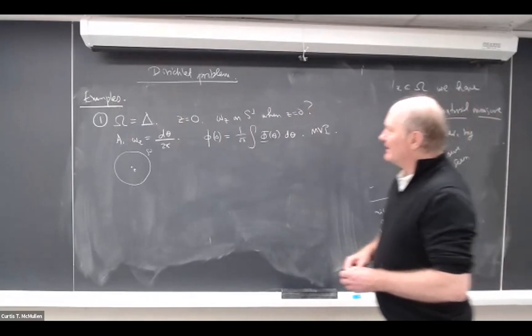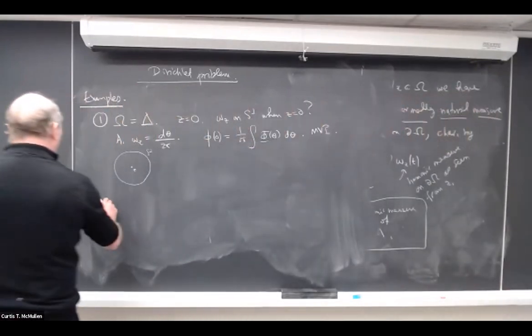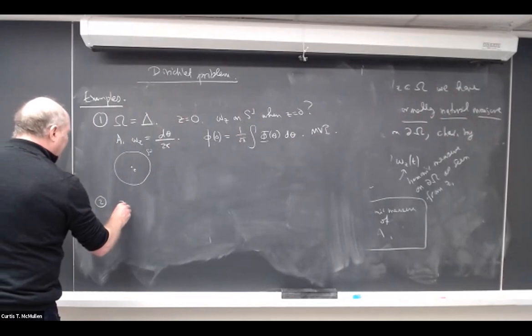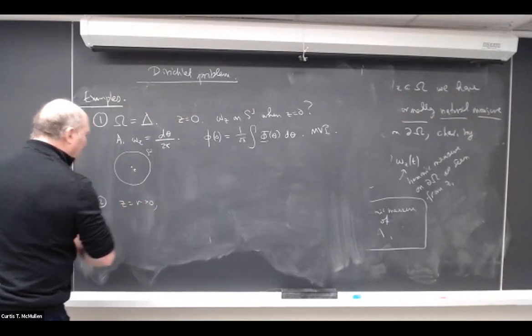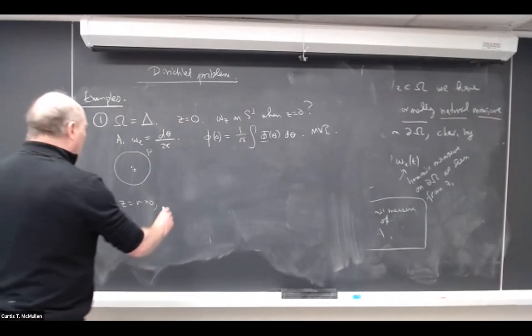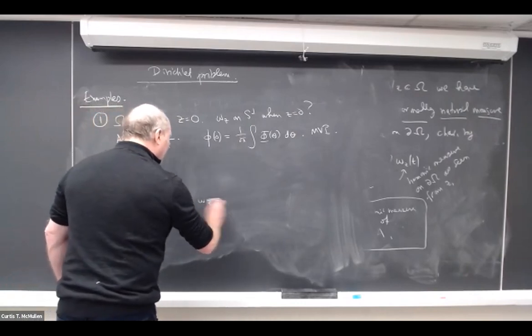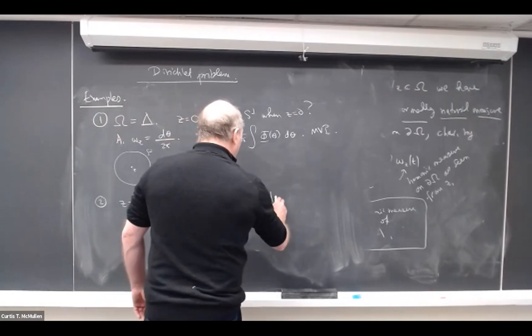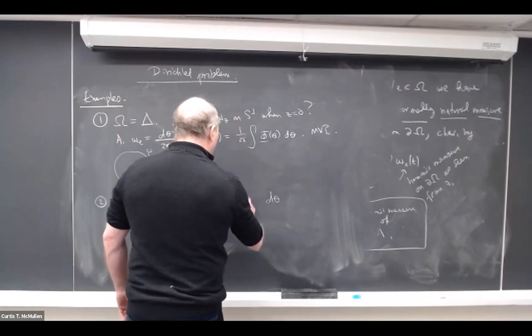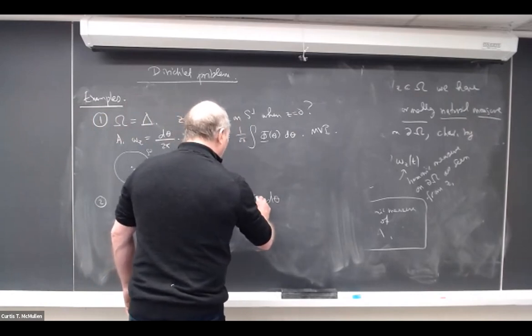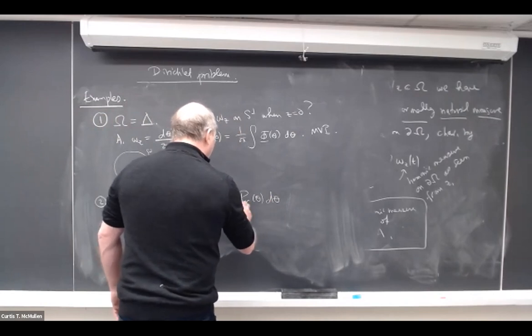What is the measure induced from a different point? So if z is equal to r greater than 0, by the same token, the measure omega_z is d theta, but now it's multiplied by the Poisson kernel, P of r, theta, times 1 over 2 pi.